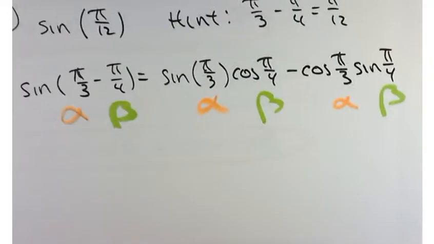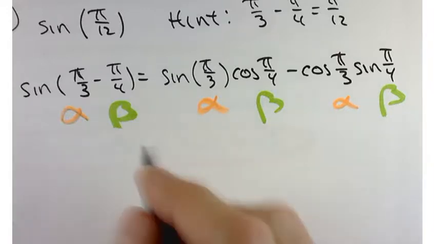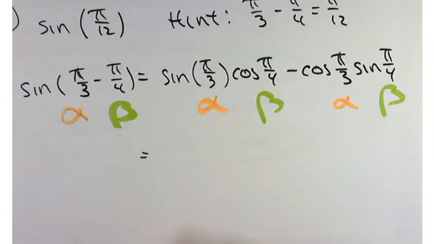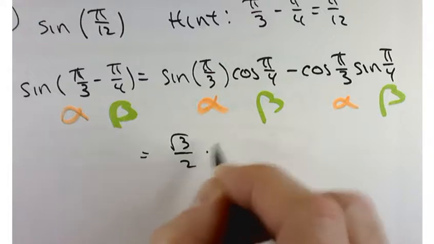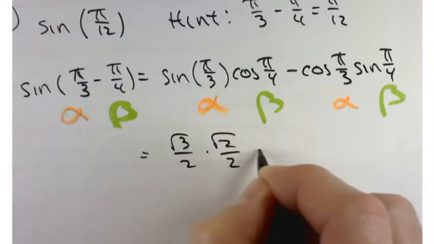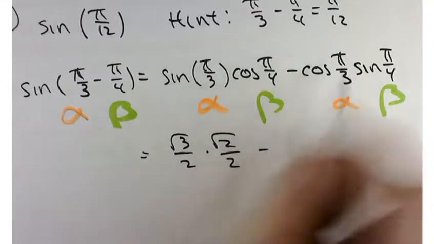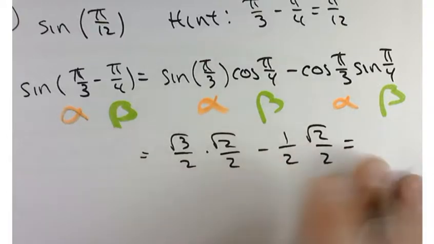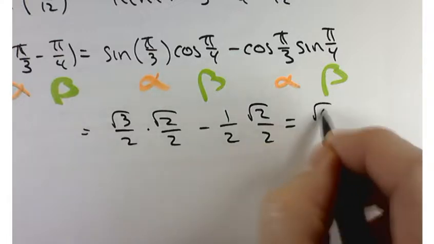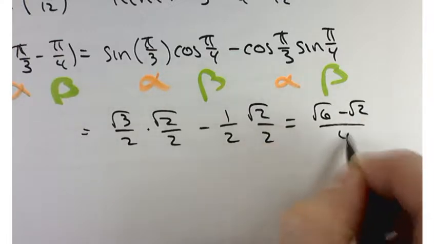On these types of problems on an exam, I'll ask for an exact answer. That's going to be something that includes square roots, etc. So I don't want decimal answers. That's not telling me what I need to know. Sine of pi over 3 is square root of 3 over 2 times square root of 2 over 2 minus 1/2 times square root of 2 over 2. And I'll end up with the square root of 6 minus square root of 2 over 4.